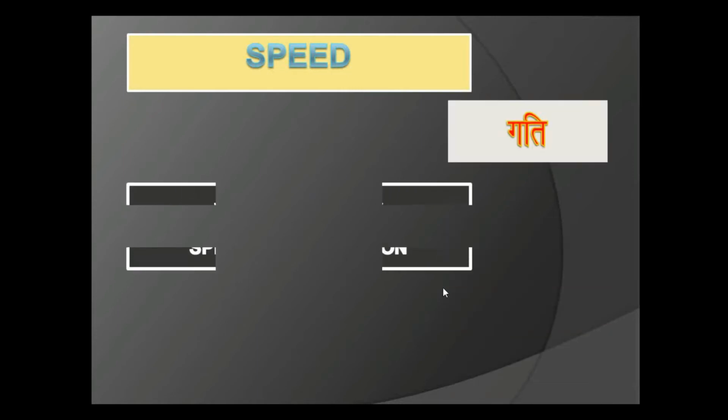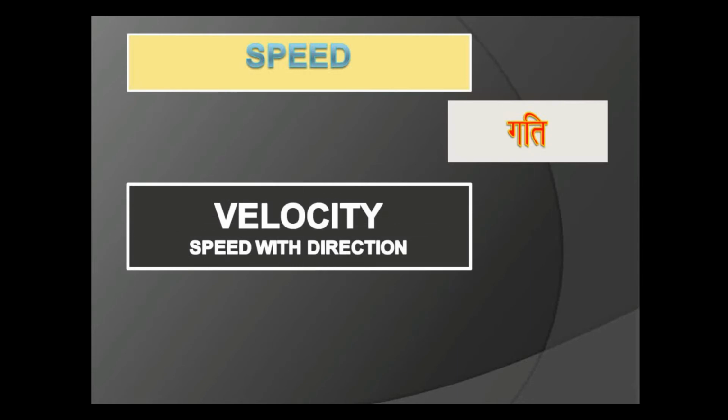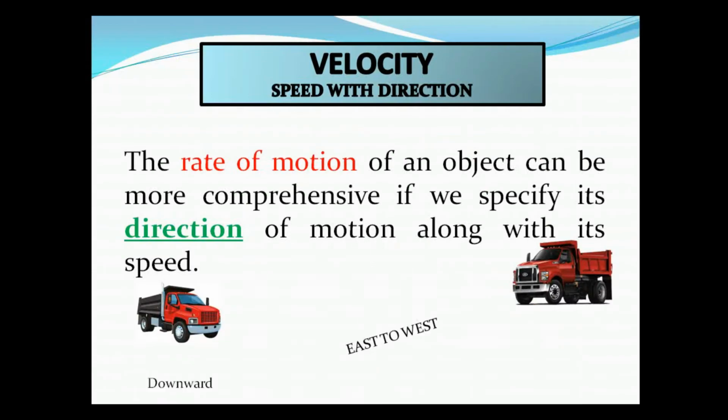Speed. Gati. Velocity, speed with direction. Velocity, speed with direction. The rate of motion of an object can be more comprehensive if we specify its direction of motion along with its speed.